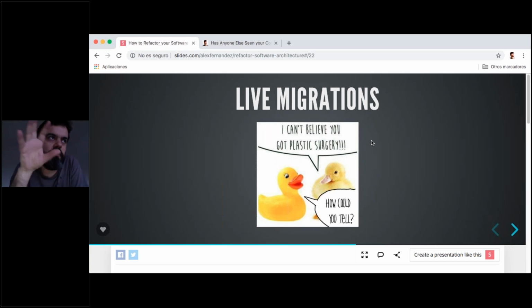So what we're going to do is a migration from, I don't know, one database to another one, from one architecture to another one. How do we do this in practice?